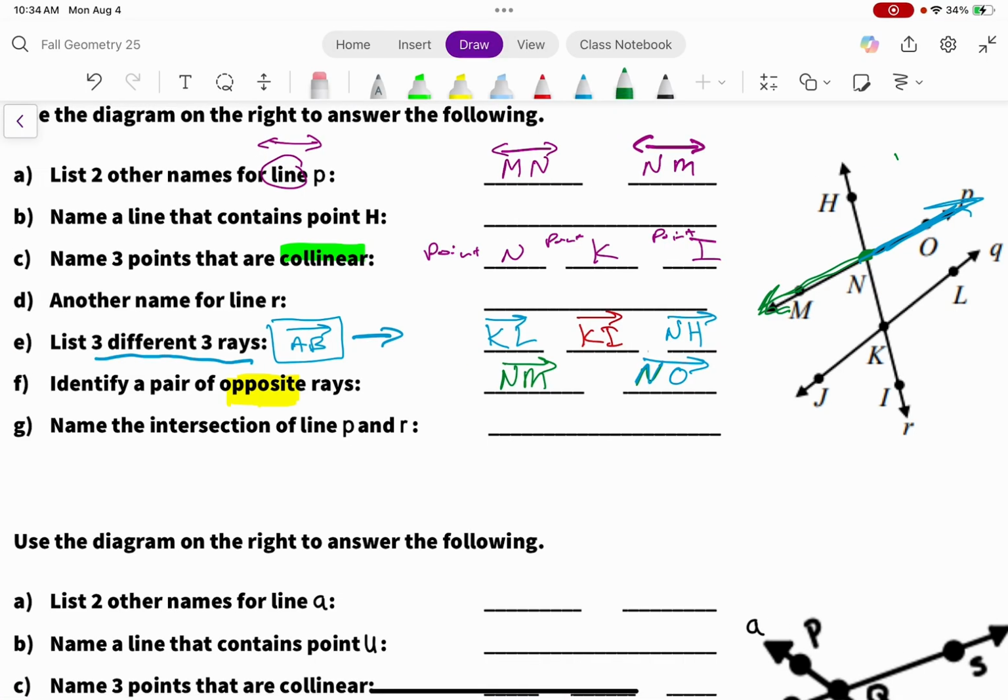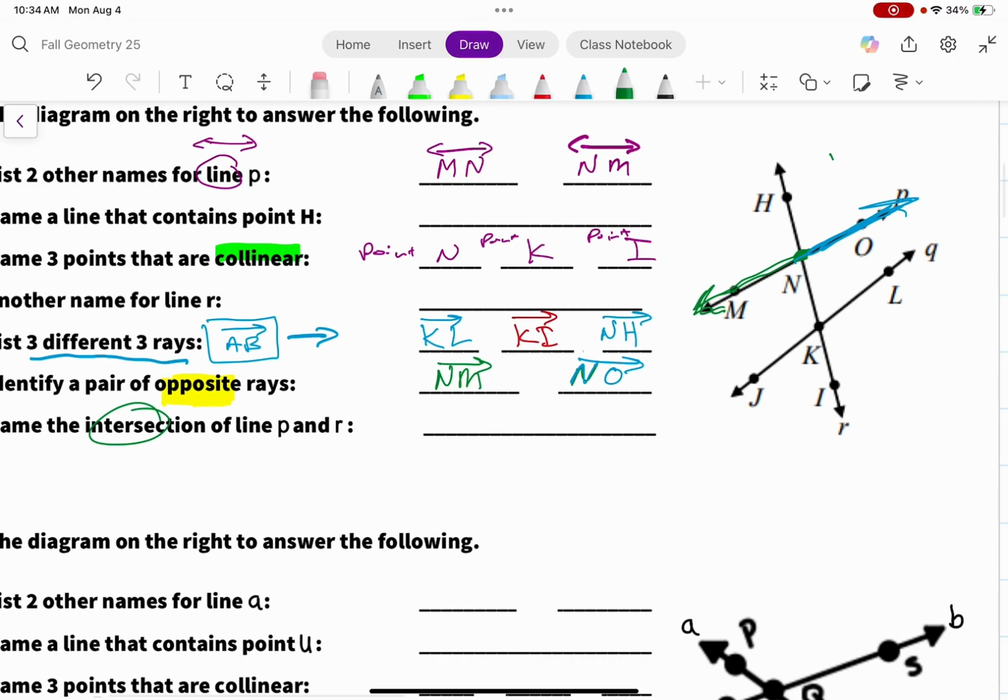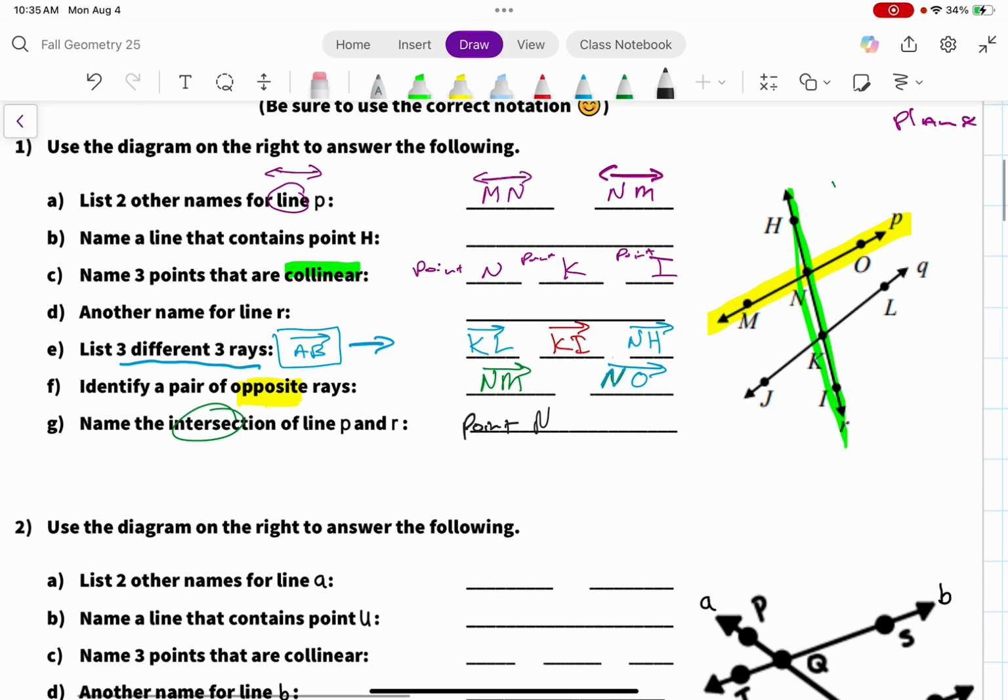All right, so name the intersection. The intersection of PR. Here's P, I'm just going to highlight it, and then where's R? Where do they intersect? At point N. So there you go, that's how we got it.